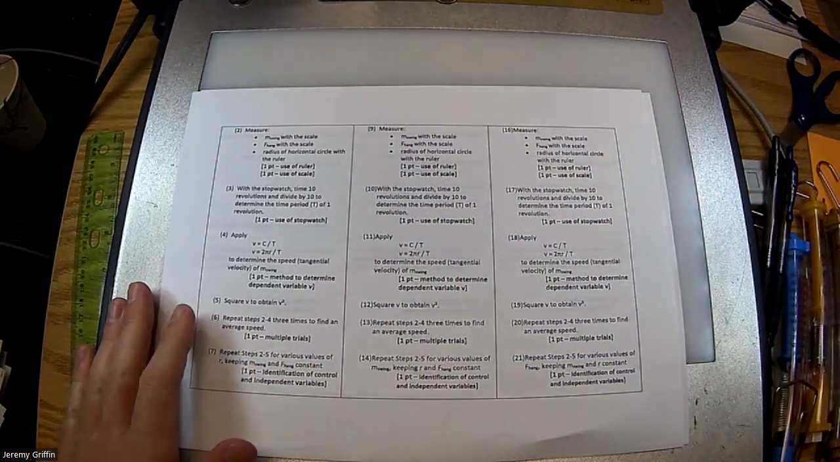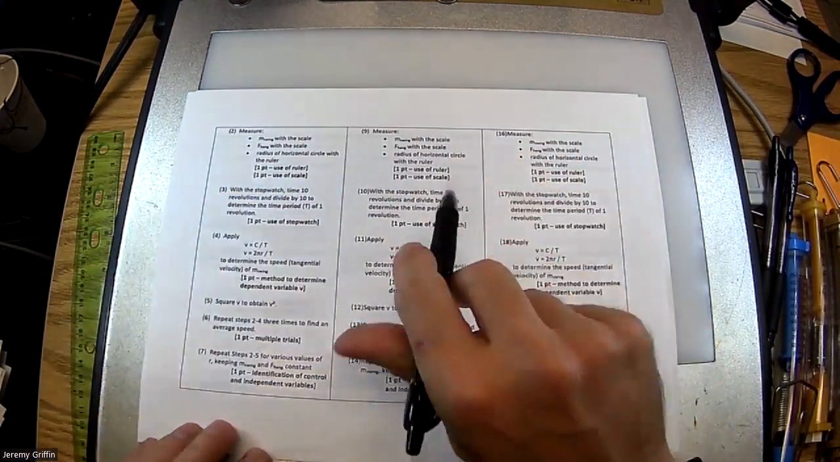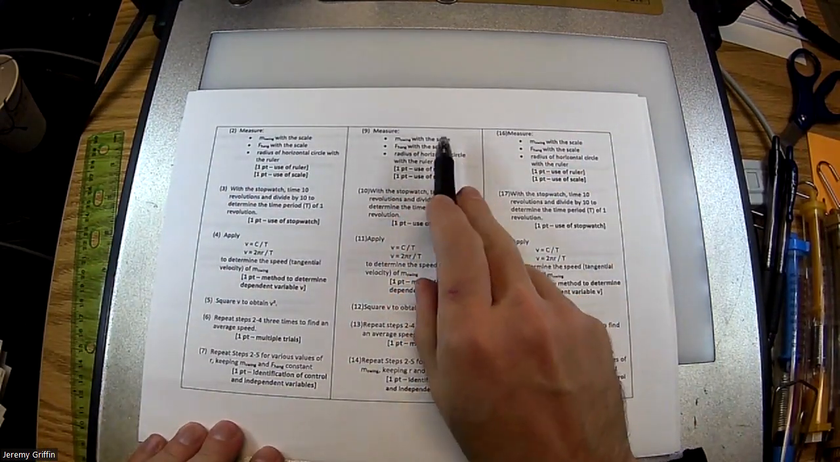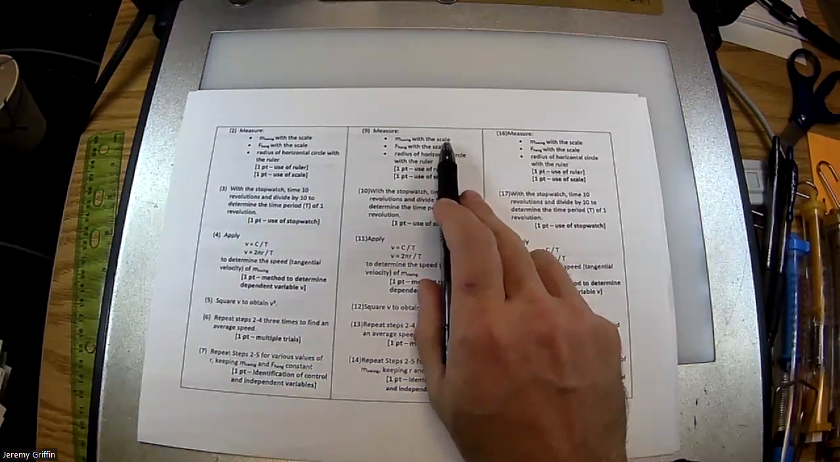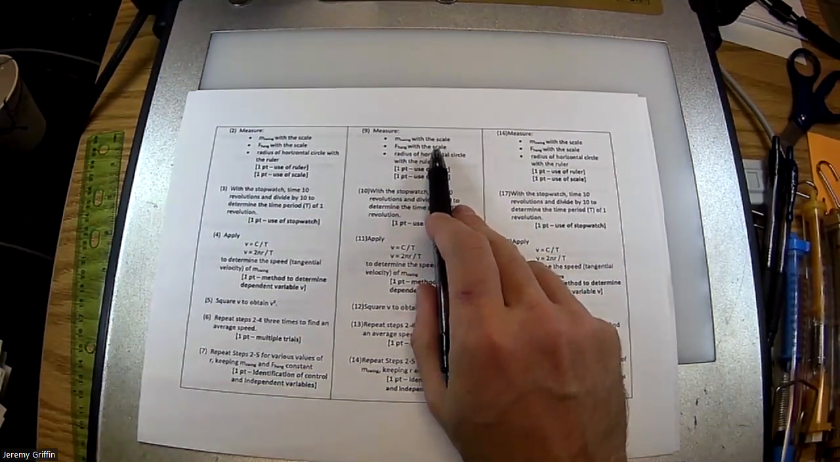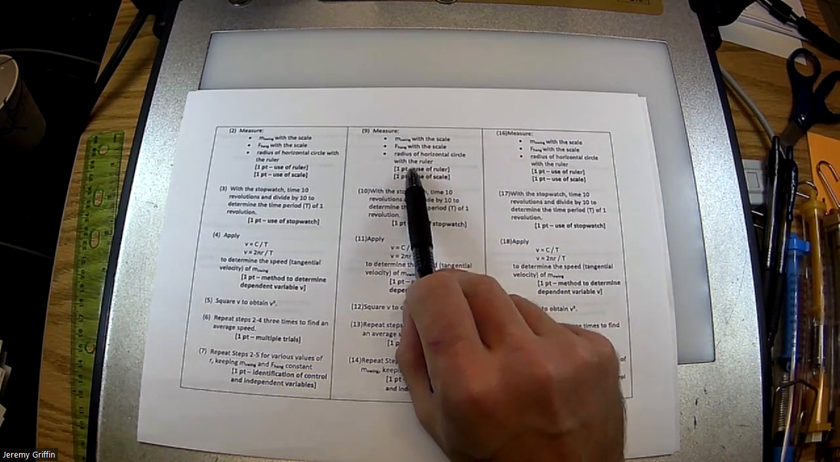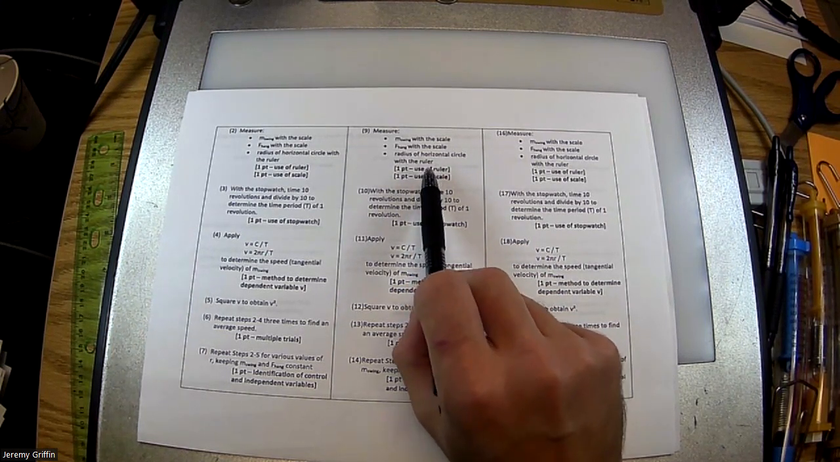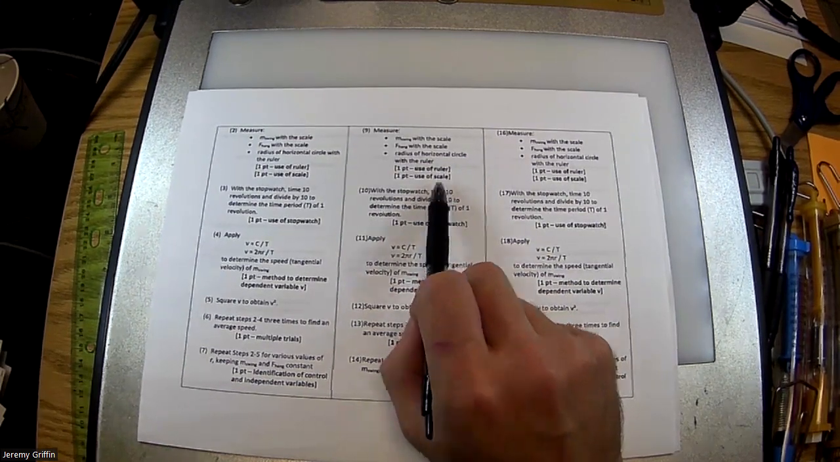Measure. They always want to know what variable you are measuring with what tool. I think this part was also the same for everyone. Measure the swinging mass with the scale. Measure the hanging weight with the scale. One would be in grams or kilograms, the other could be in millinewtons or newtons. Measure the radius of the horizontal circle with the meter stick. So 1 point for use of the scale, 1 point for use of the meter stick.